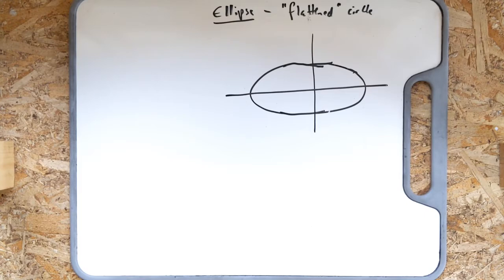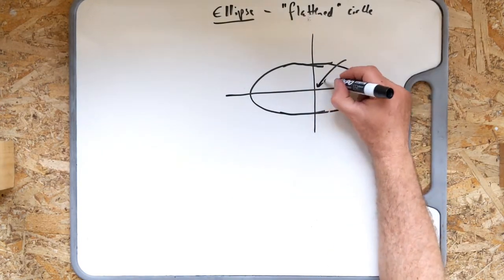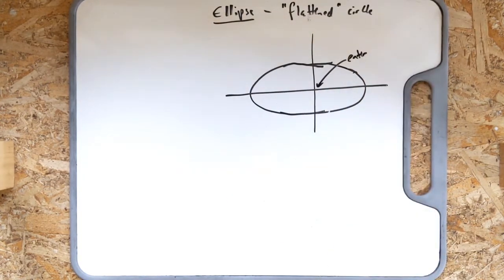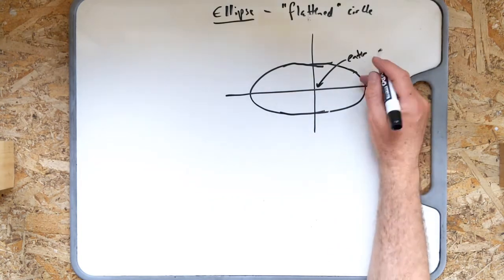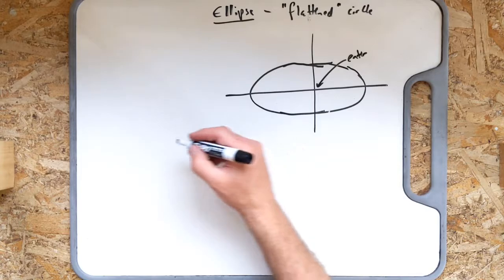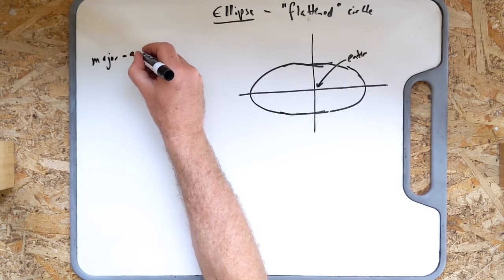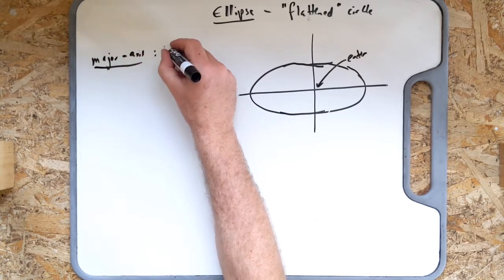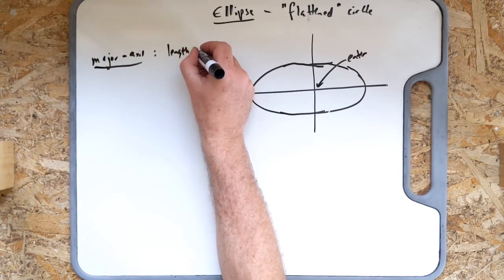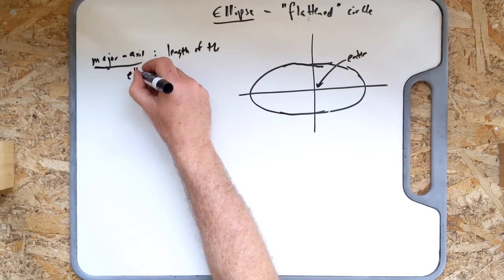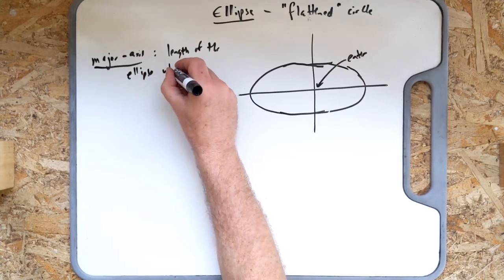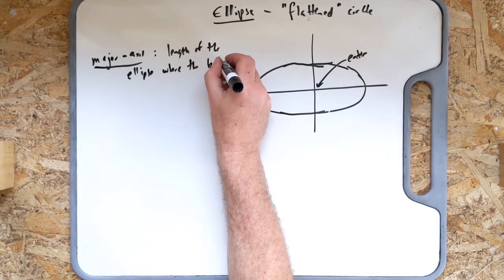Okay, so the first is we have the center. We already described that. Then we have what are called the major axis of this. So I'm going to put the definitions over here. The major axis is the length of the ellipse where the bulk of the ellipse is.